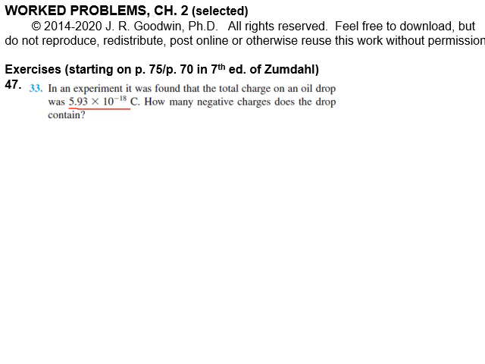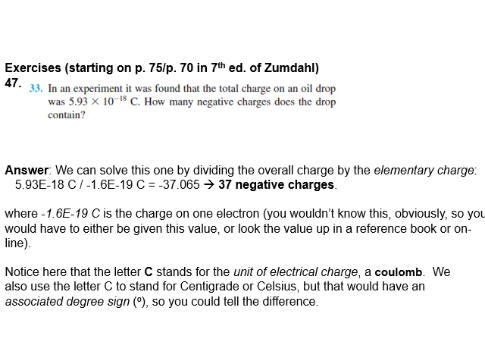Next slide. So just divide the number that they gave you in the problem statement here by the charge on one electron, and that'll tell you how many electrons you have. It says negative charges, but it has to be electrons here. And that's all you have to do. So this is very, very easy. Let's go to the next one.